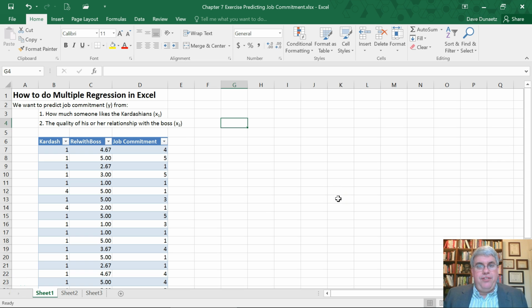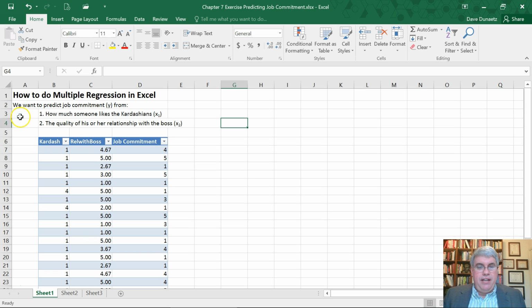Let's look at another example of how we can do multiple regression in Excel. Remember that multiple regression is when we have a lot of data on people, and there's one thing that we're interested in predicting from other variables. So in this example, we want to predict people's job commitment, and we're going to call that Y.